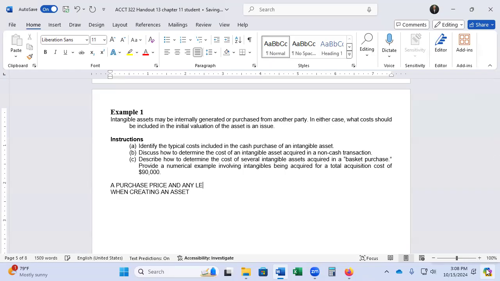and any legal fees to change. And then when creating an asset, you have legal fees and filing.